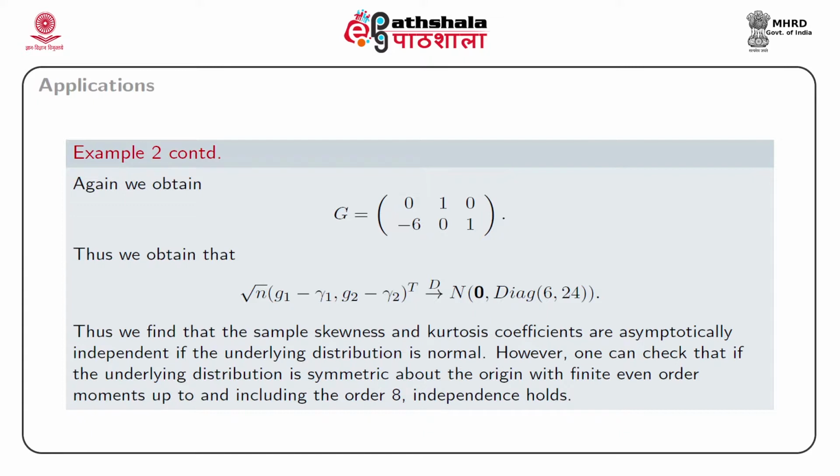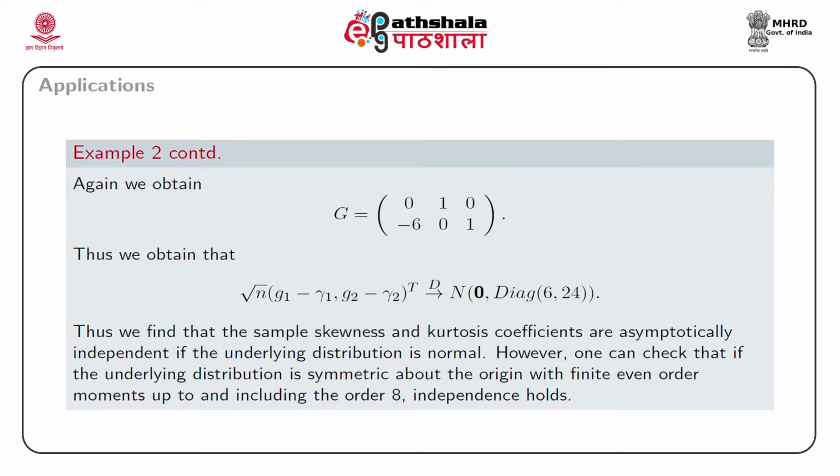Thus, combining all these, we find the large sample distribution of G1 and G2 as a bivariate normal with mean 0 and dispersion matrix as a diagonal matrix with diagonal elements 6 and 24. Thus, we find that the sample skewness and kurtosis coefficients are asymptotically independent if the underlying distribution is normal.